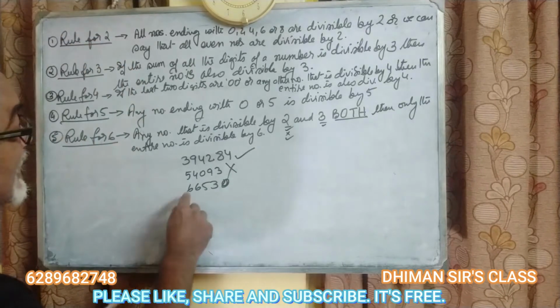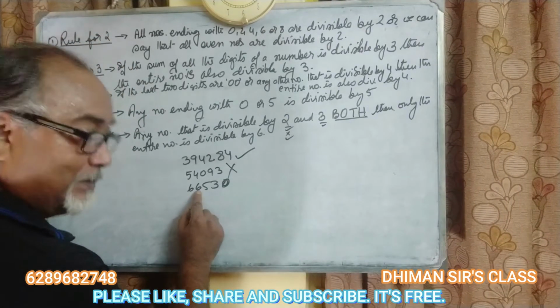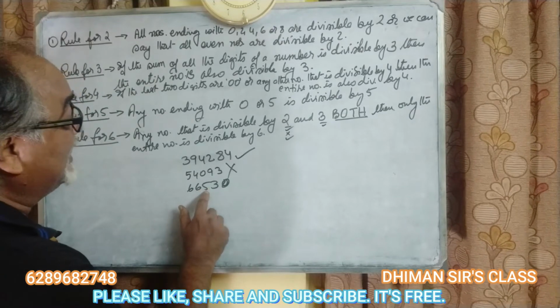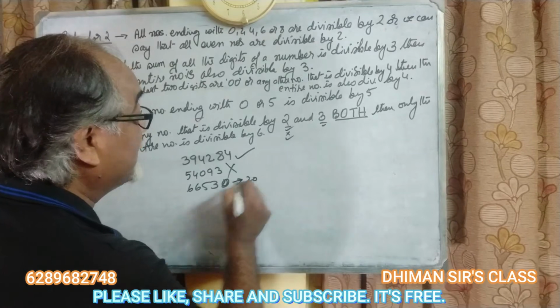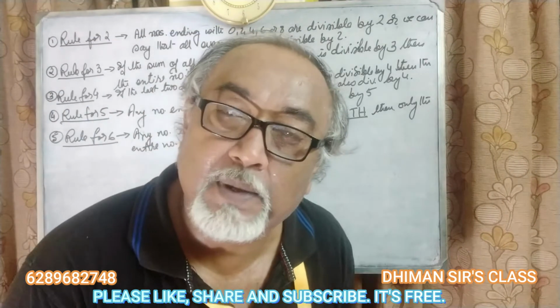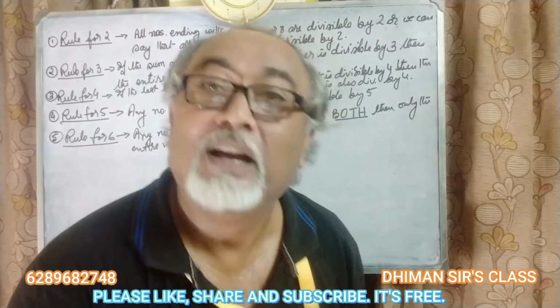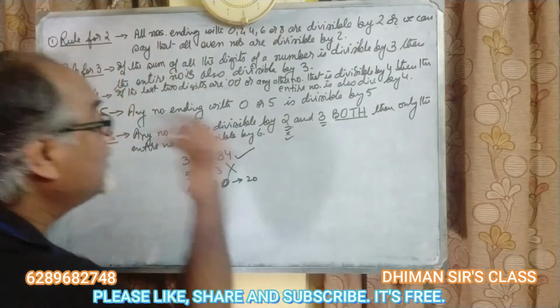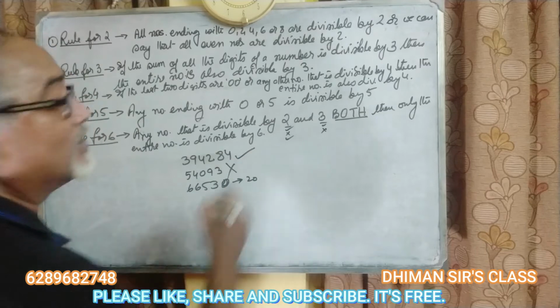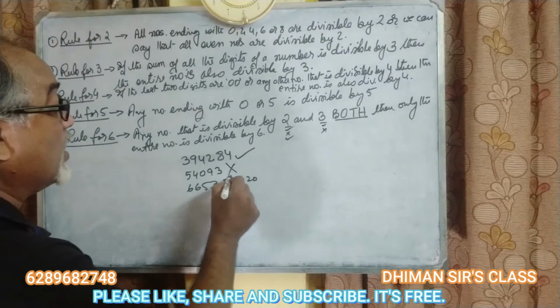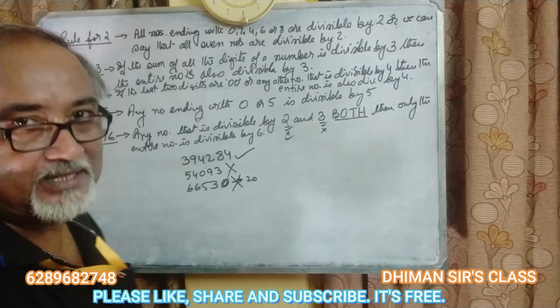Let us check. 6 plus 6, 12, 17, 20. The sum is 20. My dear students, is 20 divisible by 3? No. So naturally, 2 is satisfied but 3 is not satisfied, so it will not be divisible by 6.